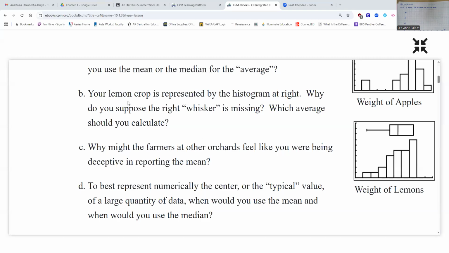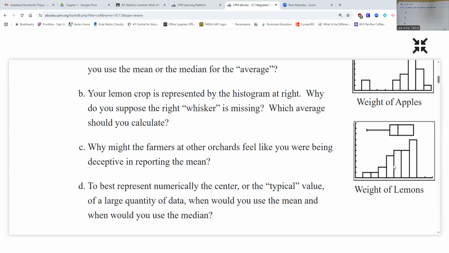Okay. Your lemon crop is represented by the histogram, right? So this one is the lemon one down here. Why do you suppose the right whisker is missing? Why do you think there's no whisker on that side? Michael? Because after Q3, the numbers don't go up. Yes, you're saying it right. There's only quartile one in the end and not quartile three.